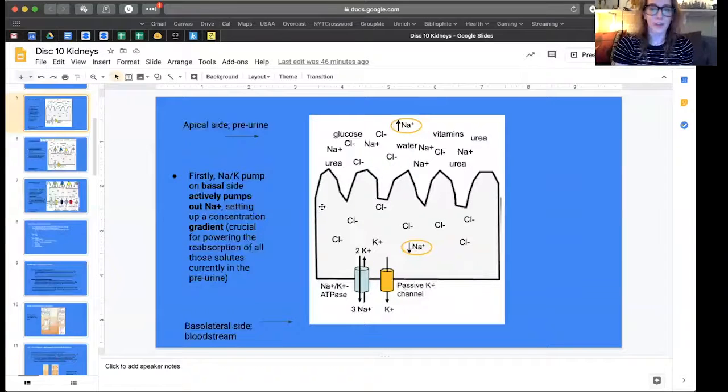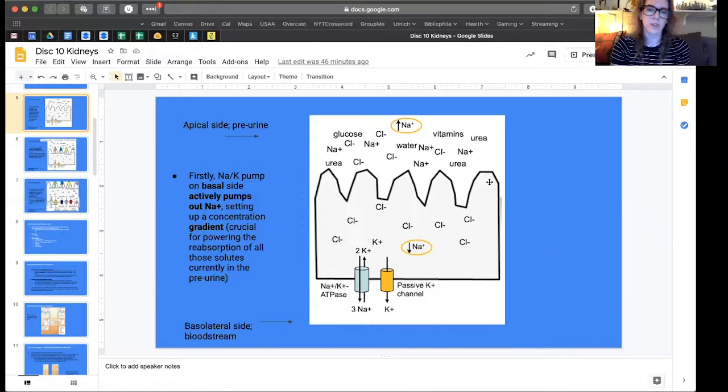Here's a diagram of an epithelial cell. Just a reminder that this is the basolateral side, so the bloodstream is down here, and the pre-urine filtrate side is up here. This whole reabsorption step is actually composed of several steps in and of itself, so I'm going to go step by step so you can see what's happening and why. Our whole goal for this step is to get all of these solutes that we want back into the cell. The only way we're able to do that is by setting up a secondary active transport system.